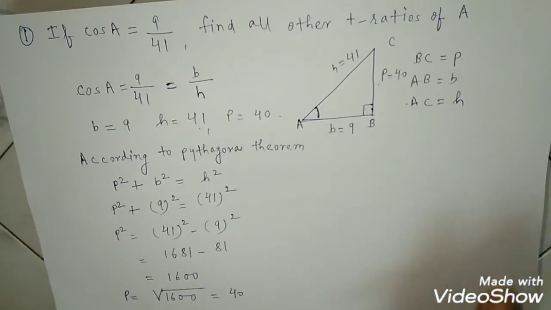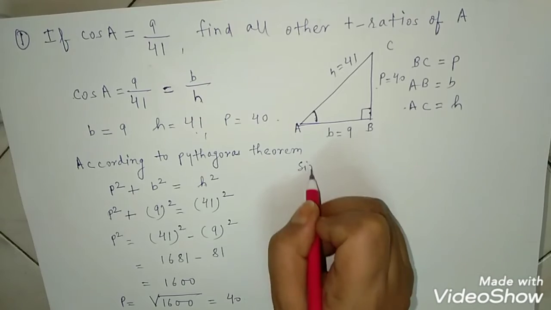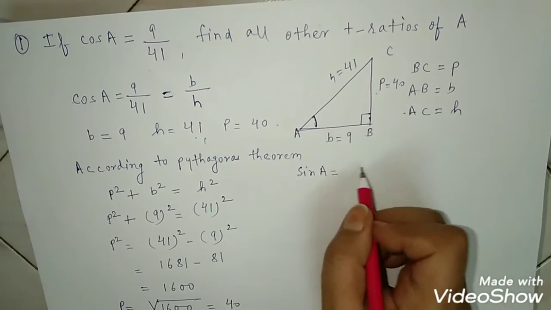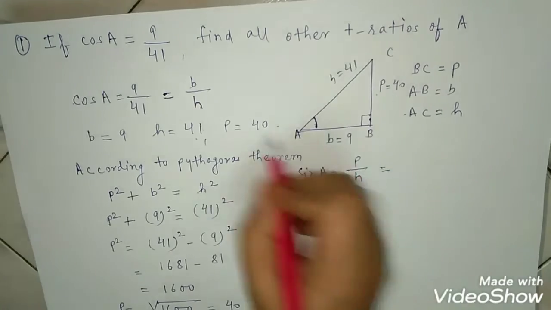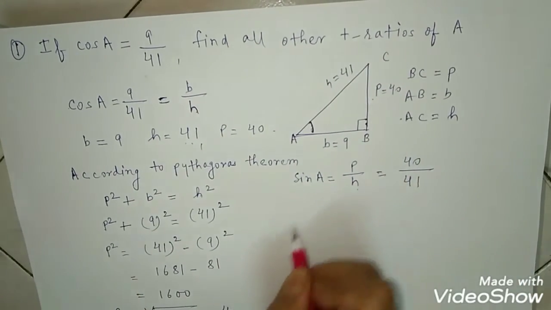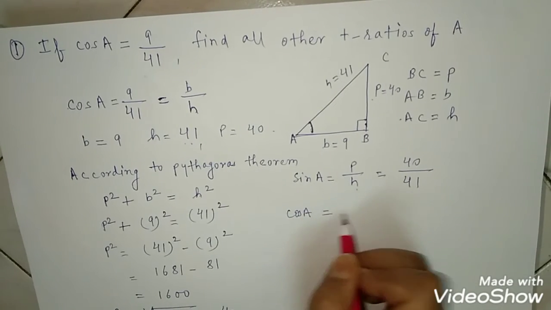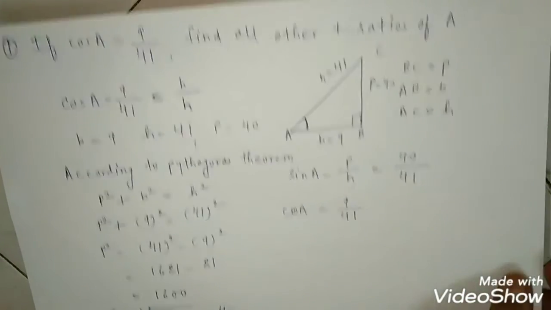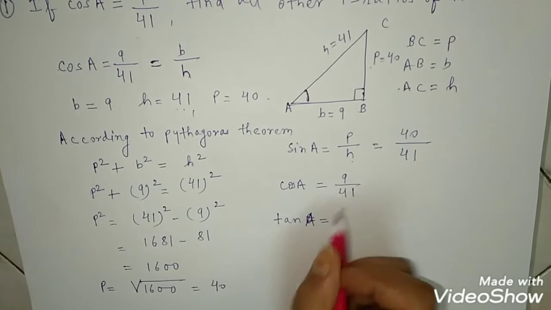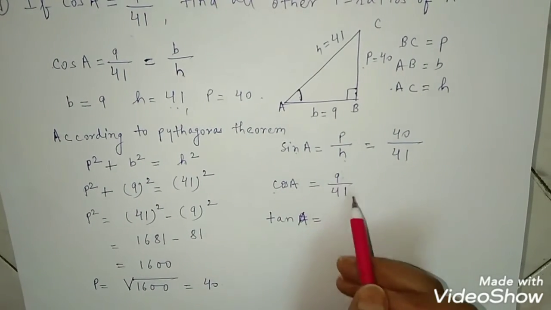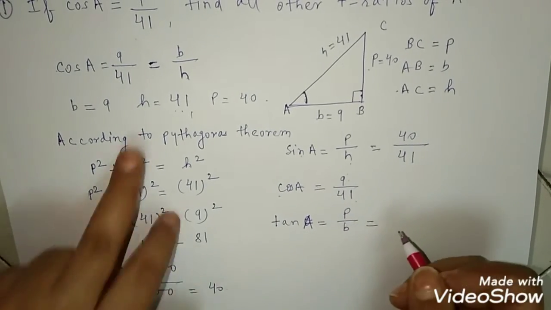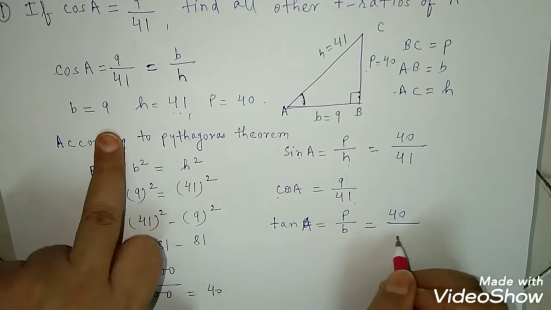We know P also now, 40. Cos is already given. We'll find the other T ratios. Sin A. What is sin? Some people have, P by H. P is 40, H is 41. Cos A is already given, but still I am writing. Tan A. Some people have curly brown hair tightly pulled back. P by B. What is P? 40. What is B? 9.